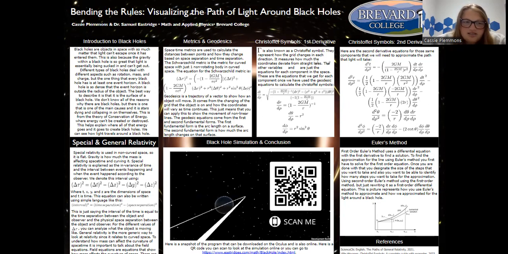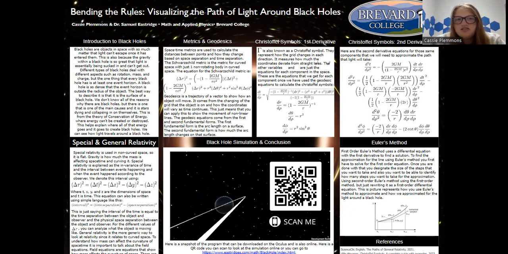In the equation for delta tau, the t, x, y, and z are the dimensions: x, y, z is space, and t is the time. It can also be written in words, saying that the interval squared equals the time separation squared minus the space separation squared. It's saying that the interval depends on the time separation between the object and the observer, and the physical space separation between the object and the observer. Now we move on to metrics and geodesics.